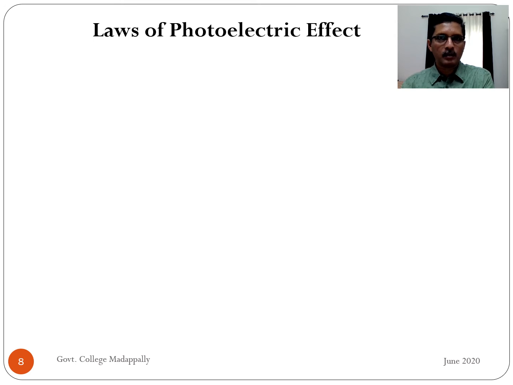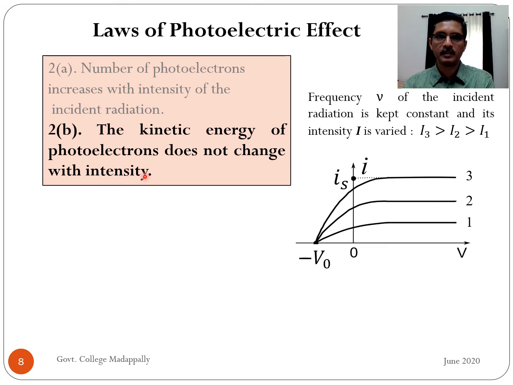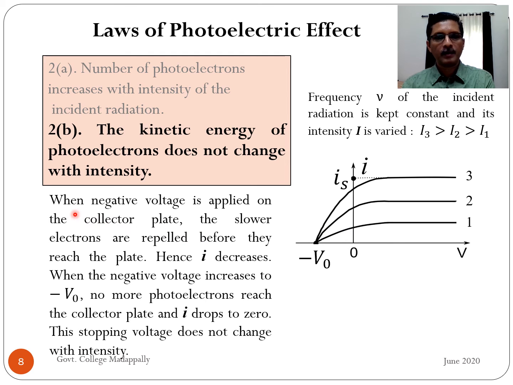The second part of the second law is that the kinetic energy of photoelectrons does not change with intensity. How do we get this result? Again, let us look at the previous graph. This time, let us look at this part.